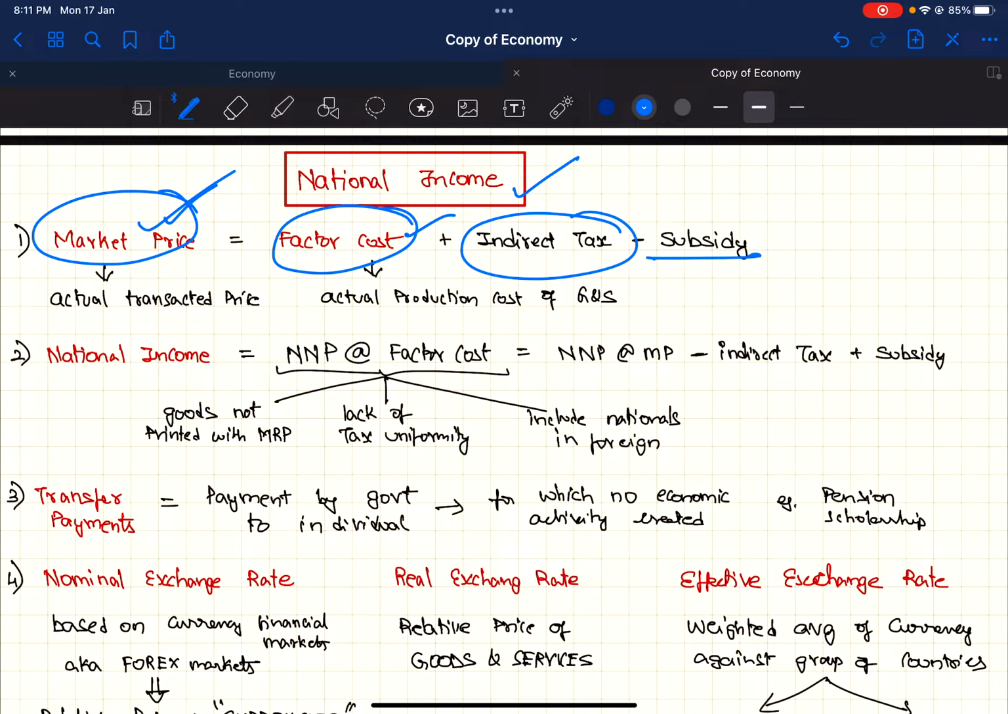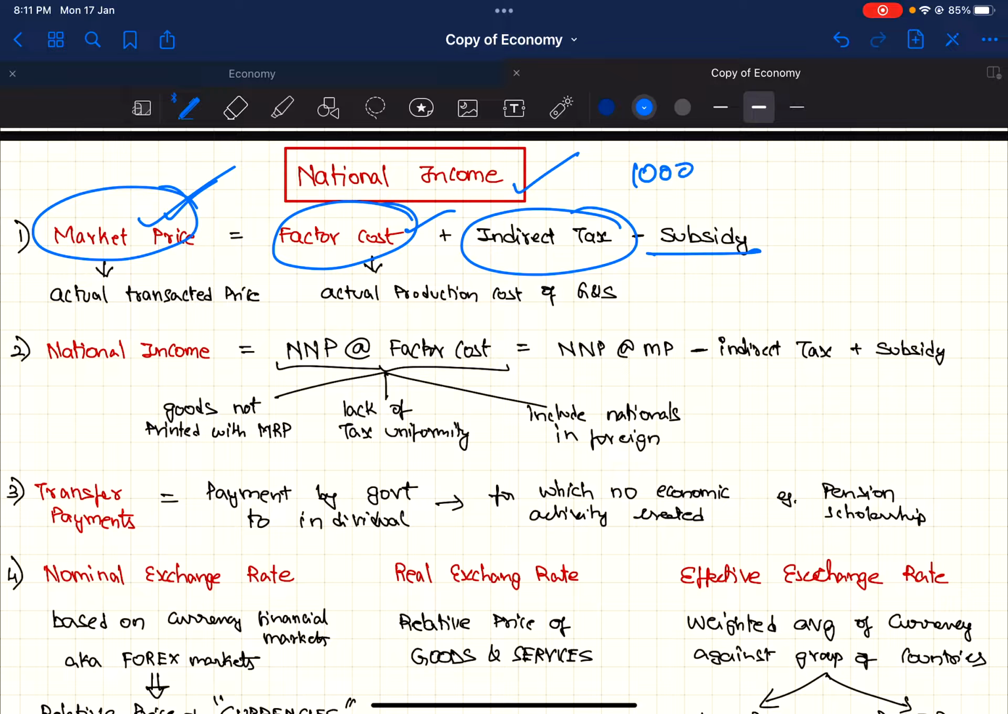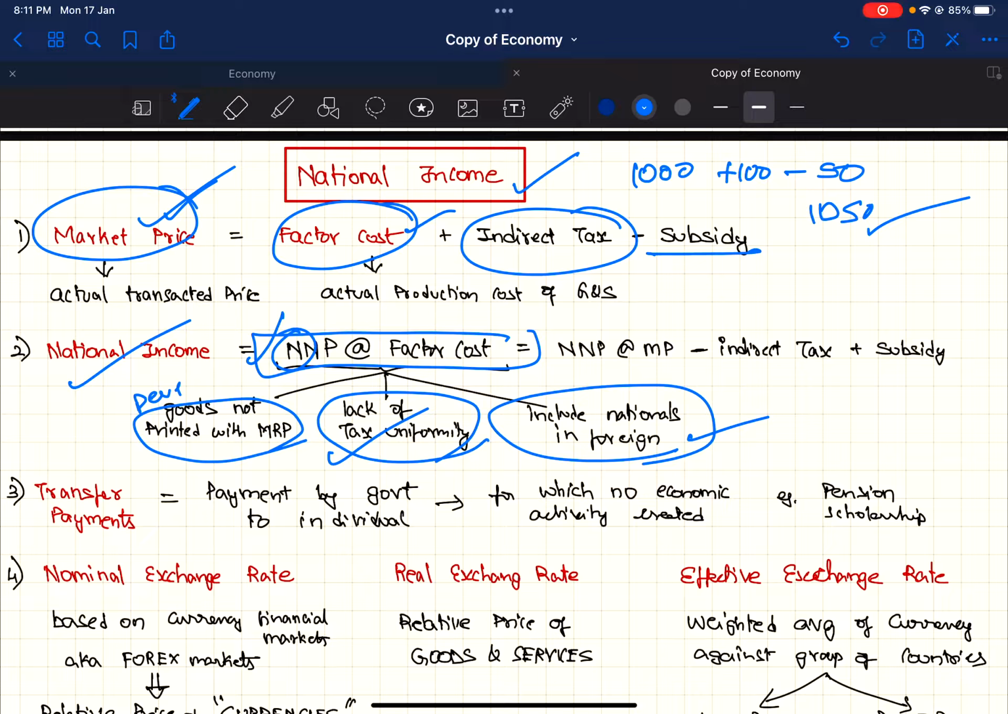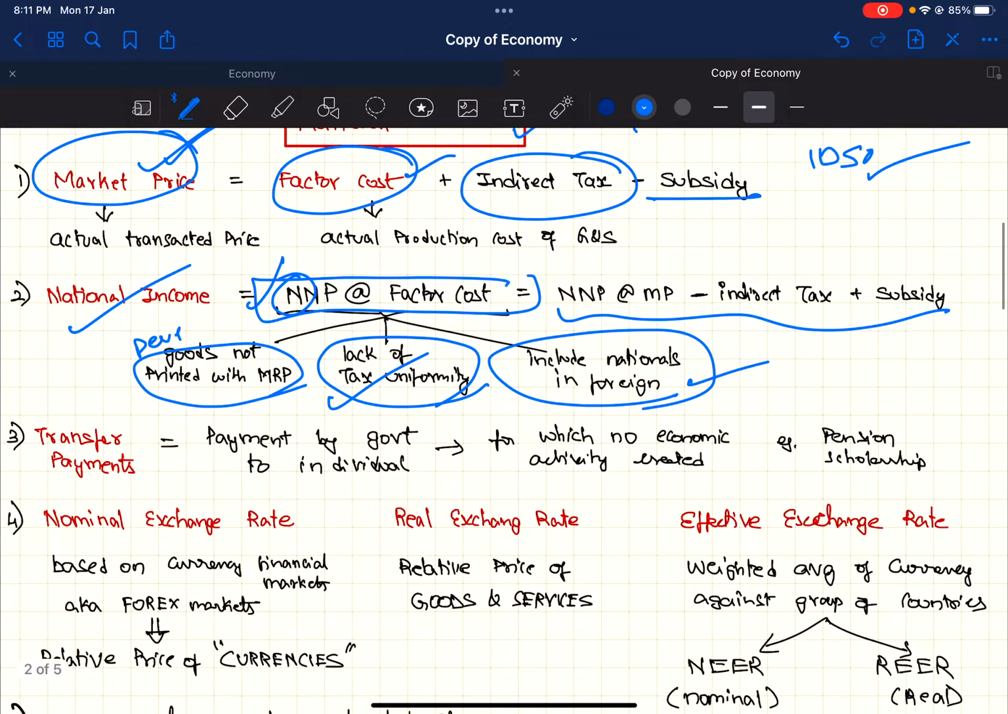For example, if you're manufacturing a tire for 1,000 rupees and you're getting a subsidy of 50 rupees and paying a tax of 100 rupees, then your market price would be 1,050. And the national income is NNP at factor cost. Why choose this? These are the reasons. Goods are not printed with MRP in the developing countries especially, and lack of tax uniformity across the states include the foreign nationals. That is why we are choosing NNP at factor cost as the formula.